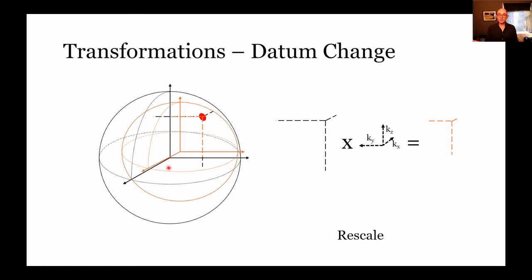So all of these nine parameters are needed. We had the translation in x, y, and z, the rotation in x, y, and z, and the rescaling in x, y, and z, in order to move from one model of the Earth to another. We're still standing on the same point of the Earth. The model of the Earth has sort of moved underneath us, as it were, and now we're on this new model of the Earth.